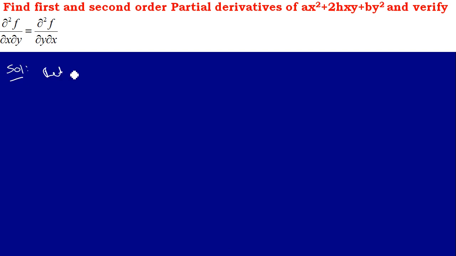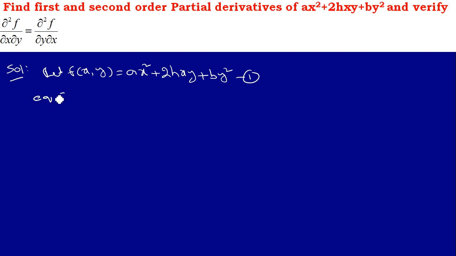Let f(x, y) equals ax square plus 2hxy plus by square. So this is equation 1. First we'll find out ∂f/∂x, ∂f/∂y, ∂²f/∂x², ∂²f/∂y². Later we'll find out ∂²f/∂x∂y and ∂²f/∂y∂x and verify.